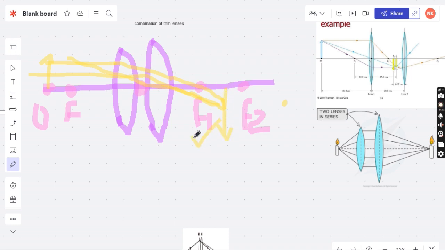This image is real, inverted, and magnified. This image is real and inverted. It is formed from this point.